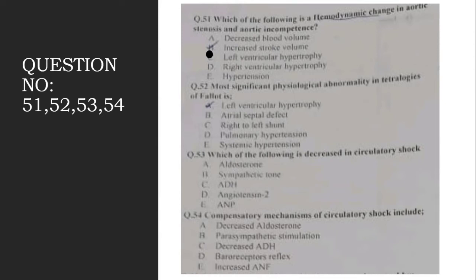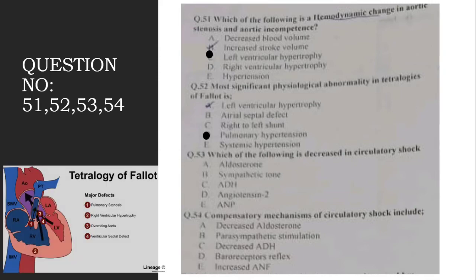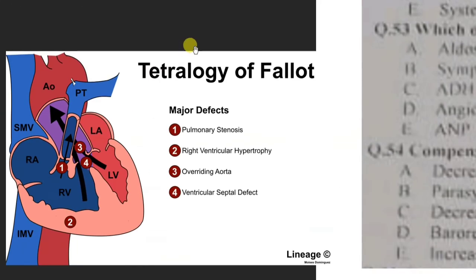So when we look at the tetralogy of Fallot, it has the physiological abnormality of pulmonary hypertension. I will explain why the pulmonary hypertension occurs in the tetralogy of Fallot. I have a figure you can see here that there are basically four major defects in the tetralogy of Fallot. That's why it is called tetra. Tetra means four. One is the pulmonary stenosis. Second is the right ventricular hypertrophy. Third is the overriding of the aorta. Fourth is the ventricular septal defect.